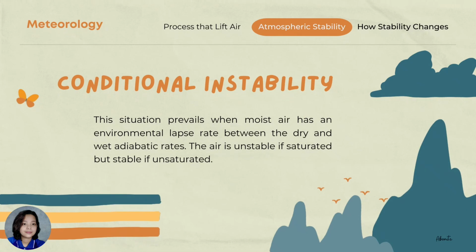Conditional instability is the most common type of atmospheric instability. This situation prevails when moist air has an environmental lapse rate between the dry and wet adiabatic rates. The air is unstable if saturated but stable if unsaturated. Saturated air cools less with height due to latent heat release, thus allowing the parcel to be warmer than the environment if lifting occurs in a conditionally unstable environment.